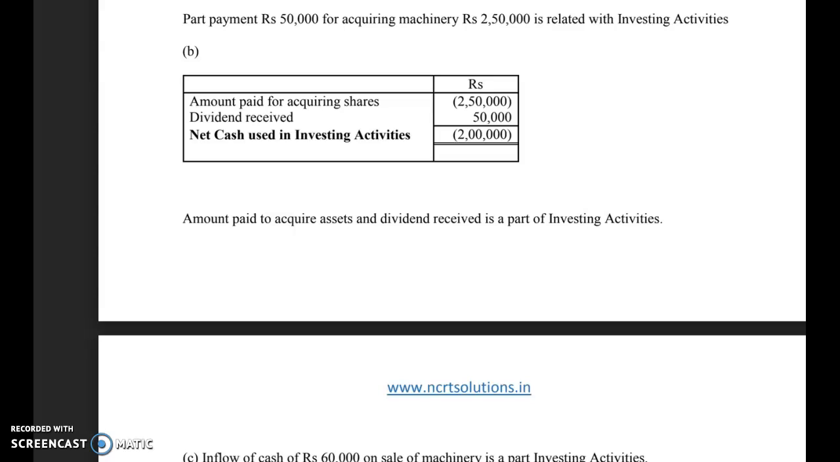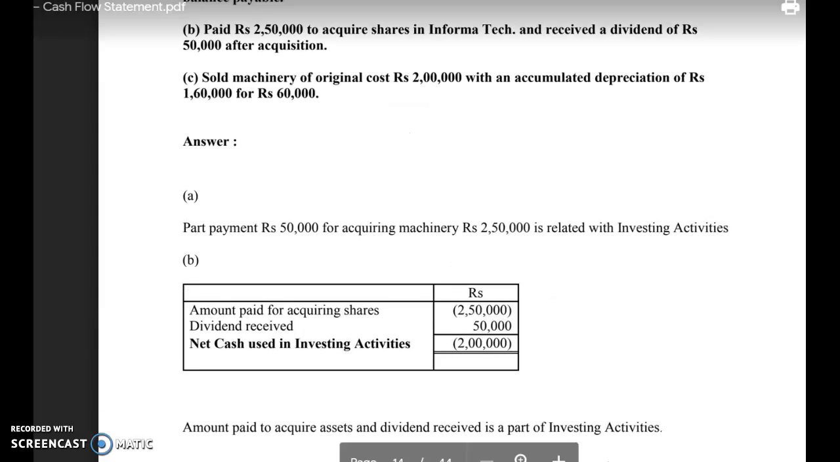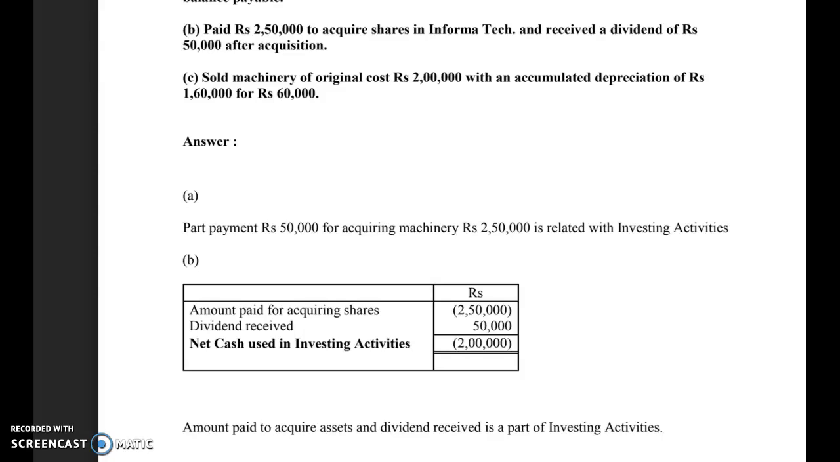So the net cash used or outflow is rupees 2 lakh, and it is from which activity? It is cash used in investing activities, because the cash has been paid for acquiring shares. Let's move over to the third transaction: sold machinery of original cost rupees 2 lakh with an accumulated depreciation of rupees 1,60,000 for rupees 60,000.